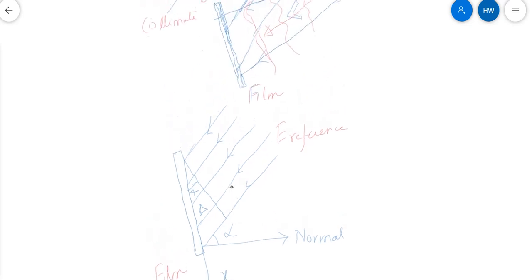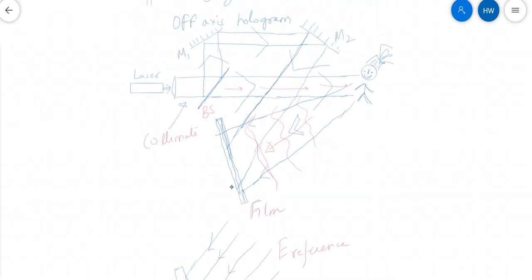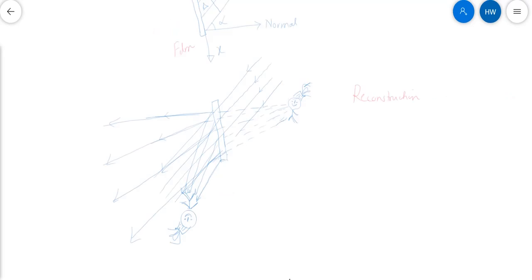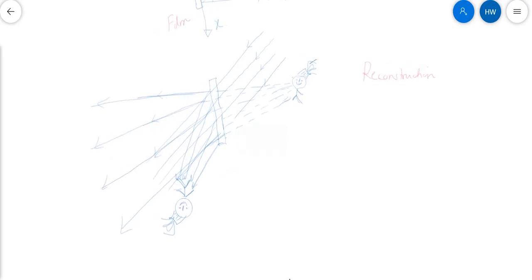And now what one wants to do, once one has recorded the hologram, this is the recording process. So you see in hologram, there's always a two-step process. One is the recording process, and now one wants to do reconstruction. That is, once you have recorded, you want to get back the same information. What you now do is take the same, I'll try to draw it here. So this is the setup for reconstruction.